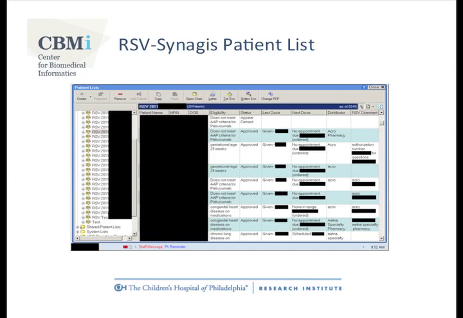Sometimes they're approved, sometimes they're not. Who knows why? It seems that insurance coverage is a factor, and there are different interpretations of the guideline. So we allow them to manually add any patient they want to the list, and by doing that, they get the benefit of the other tool.